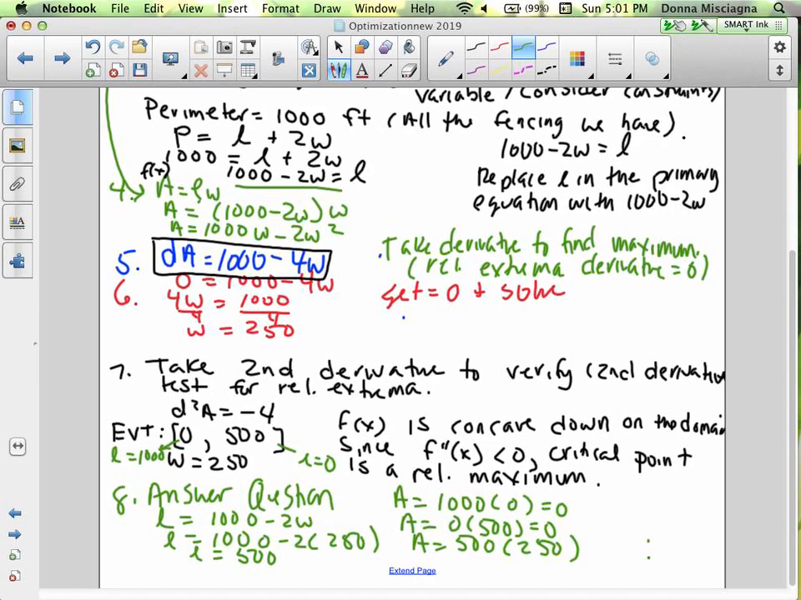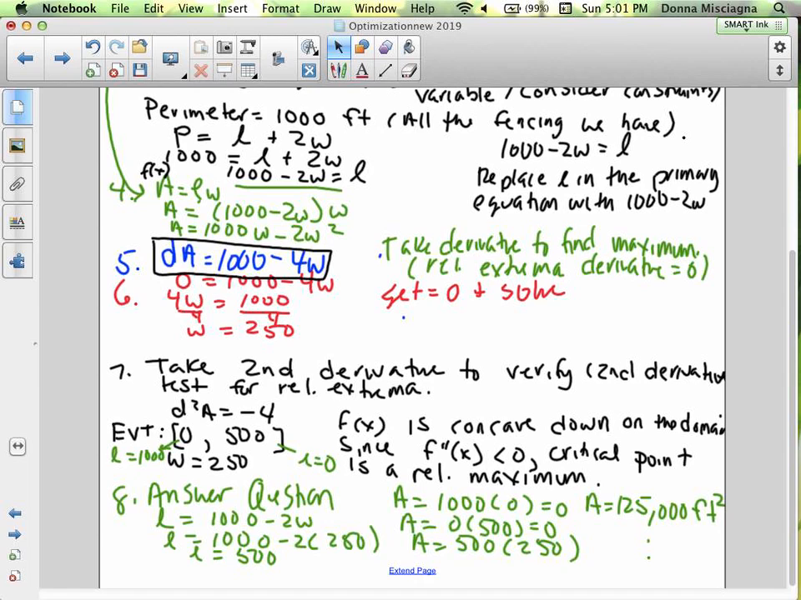Oh, sorry, I'm short 250, 125,000. 200 times 5, that would be 1,000. So 125,000 feet squared would be the maximum area enclosed, right? And so it's very clear that our critical point of 250 feet, that is the width that we would want.